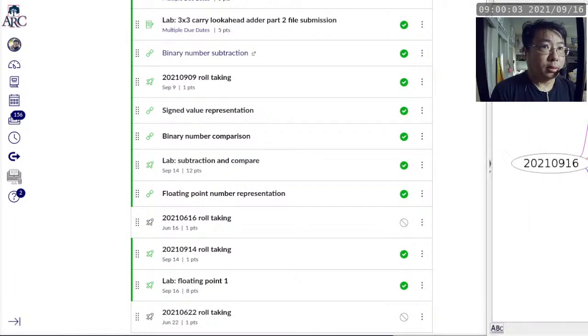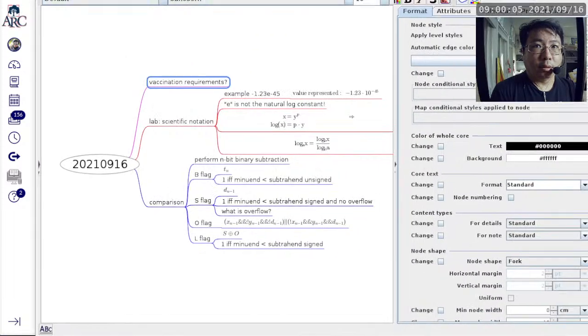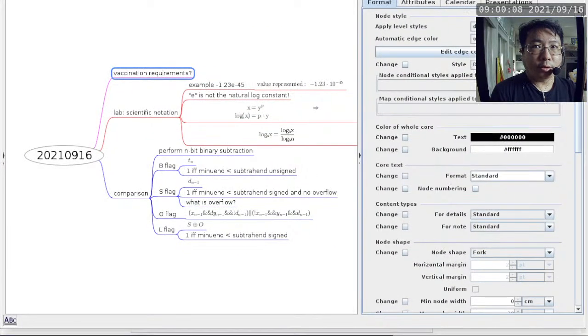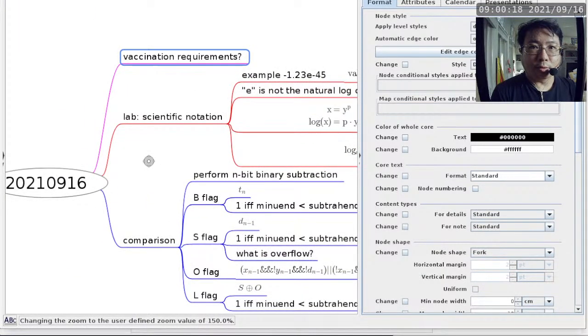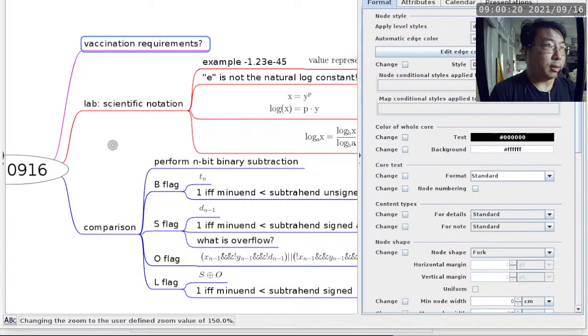All right. And here's the mind map for today. I find this to be a kind of useful tool for myself. I'm not sure whether you guys use it or not, but for myself, it is a useful tool to kind of remind myself what needs to be done.